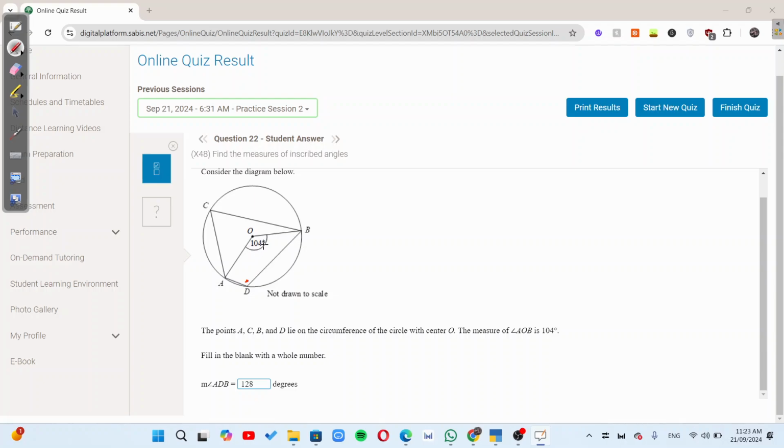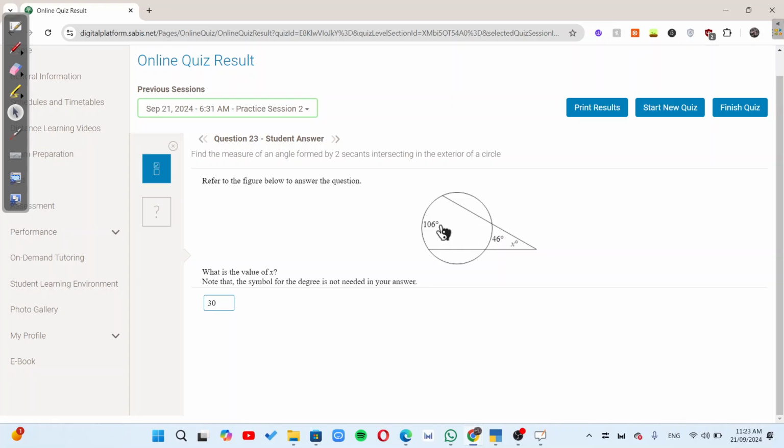Since this is 104, we know that this is just half of it. So you need to do 104 divided by 2, you get 52. So you know that this here is 52. Since this is cyclic and opposite to this, 180 minus 52 gives you your answer, 128. So that's how you solve this one. Now next question.